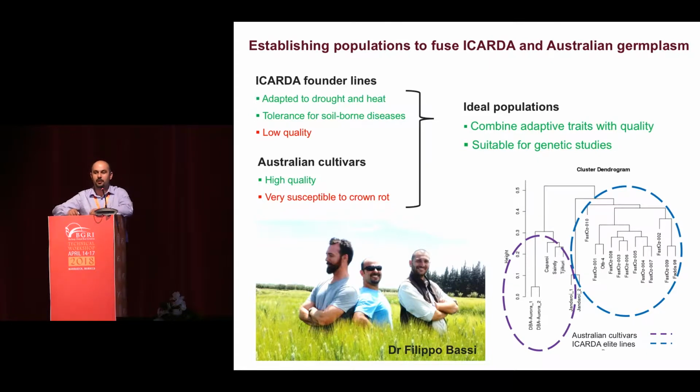So we teamed up with durum wheat breeder Dr. Filippo Bassi, based here in ICARDA, and set about creating populations combining the genetics of ICARDA lines with Australian cultivars. The reason we wanted to do that was because we know that ICARDA has been breeding for drought adaptation and tolerance to diseases for such a long period of time. And also, Australian cultivars are very well renowned for their end-use quality parameters.